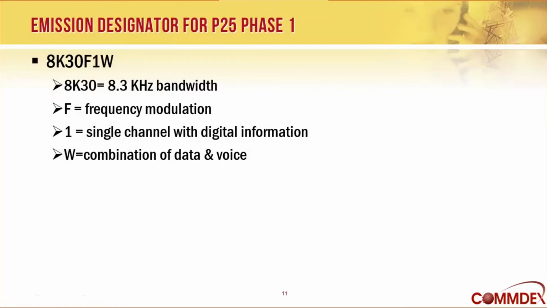The F means it's frequency modulation. Now C4FM is still FM. The 1 means it carries a single voice channel with data. And the W means it can carry a combination of data and voice. So with that one designator, we've provided a lot of information about that.